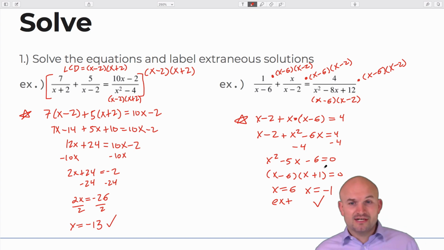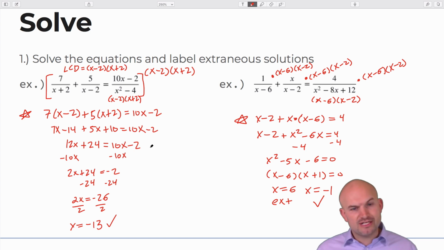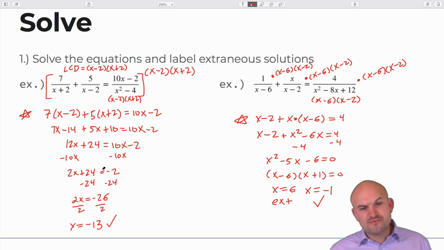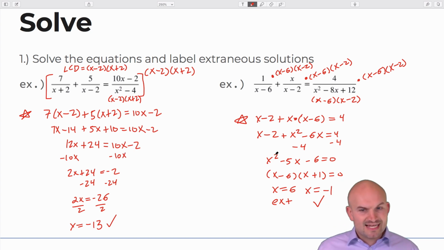The difference in the second example is that when I multiply by my LCD, my simplified equation is not linear. It is a quadratic. That is a different process we need to use to solve quadratics compared to linear equations. A lot of students, once they get used to doing linear equations, totally forget what we did for quadratics. Quadratics have an x that's squared and a linear x.